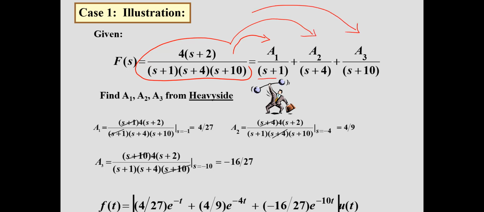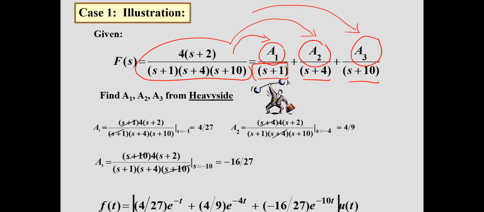Okay, this is a1 over s plus 1, plus a2 over s plus 4, plus a3 over s plus 10. We can find a1, a2, and a3 here by using the Heaviside method. So how do we solve a1, a2, and a3 using the Heaviside method? The first one, we will find a1, which is a1 over s plus 1.